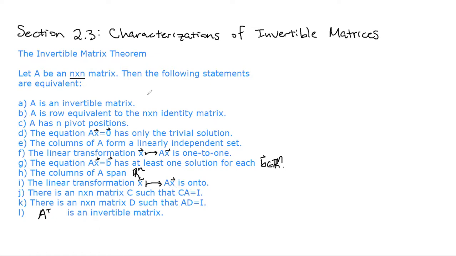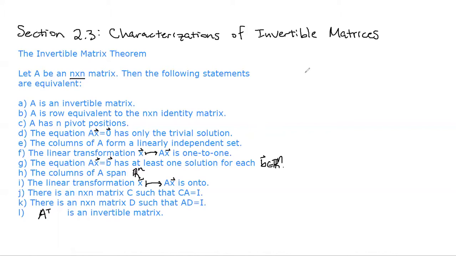This is all tied together with this concept of an invertible matrix, which we talked about in the last video. If a matrix is invertible, then all 11 of these other things are also true. If the matrix is not invertible, then all 11 of these other things are also false. Let's take a look at each one of these.